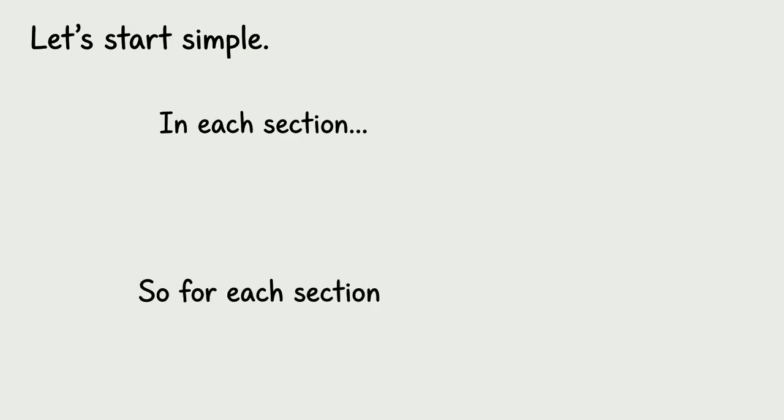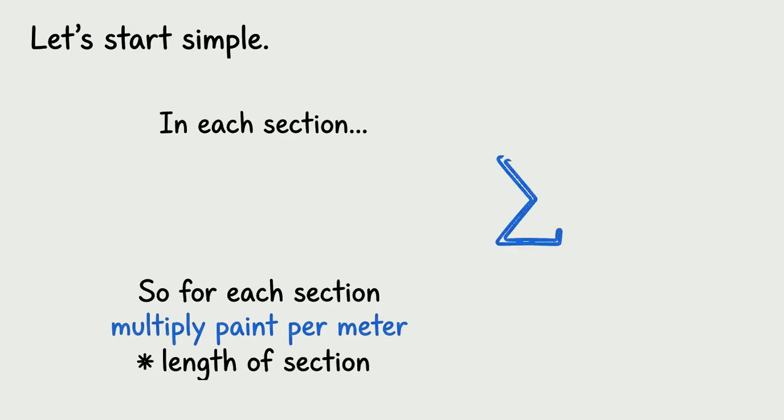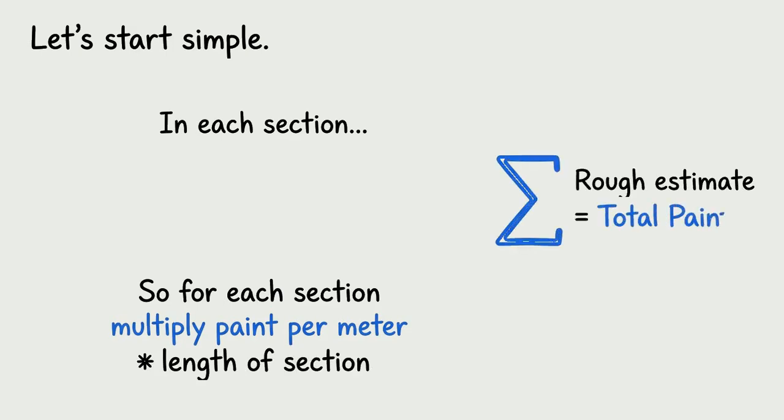You divide it into 5 equal sections. In each section, the amount of paint you need per meter is different. So for each section, you multiply the paint needed per meter by the length of the section. Then you add it all up. That gives you a rough estimate of the total paint needed.